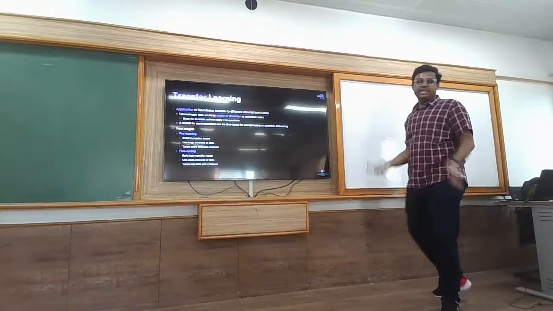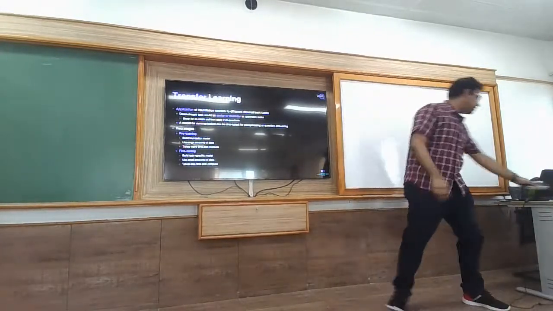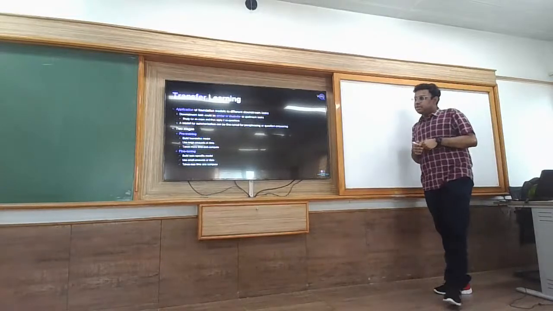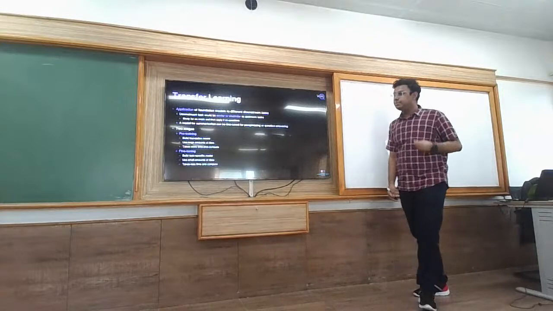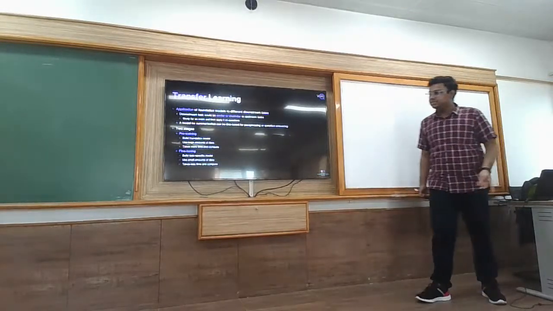Now that we've established what exactly a foundation model is and how it ties into transfer learning, there are two very important stages that you need to know. The first stage is called the pre-training stage, and the second stage is called the fine-tuning stage.